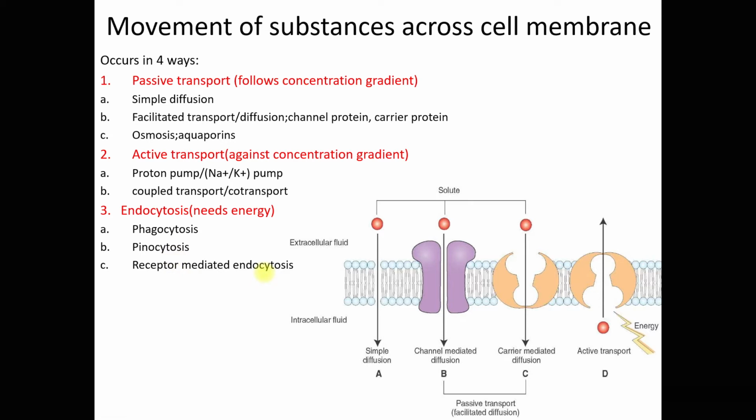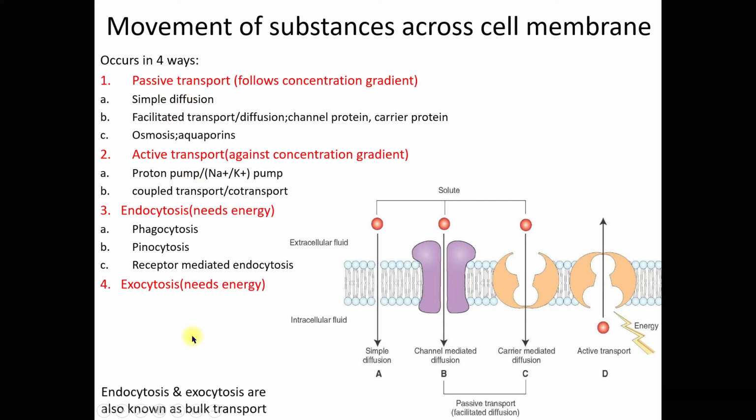And the fourth is exocytosis. Exocytosis needs energy. So number 2, 3, and 4 need energy. Only number 1, passive transport, does not need any energy. Now let's get into detail into each one of these examples of passive transport, active transport, endocytosis, and exocytosis.